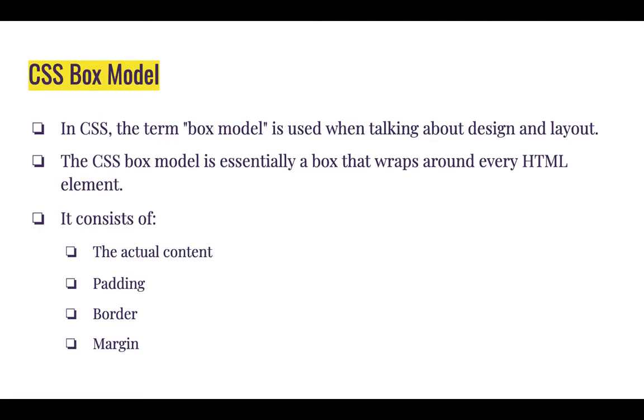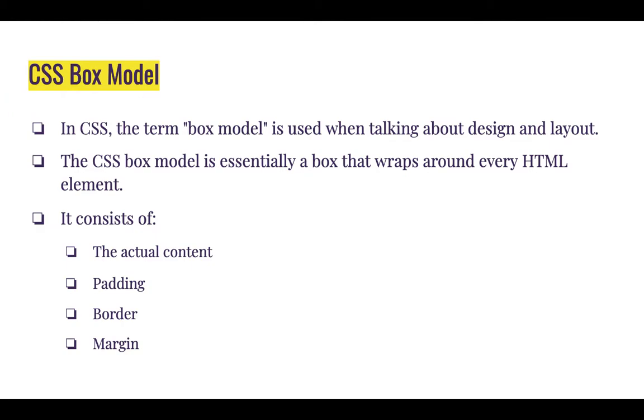In CSS, the term box model is used when talking about design and layout. The CSS box model is essentially a box that wraps around every HTML element. It provides a guide to lay out HTML elements. In other words, it is used to create a definition for the way HTML elements are organized on the screen.